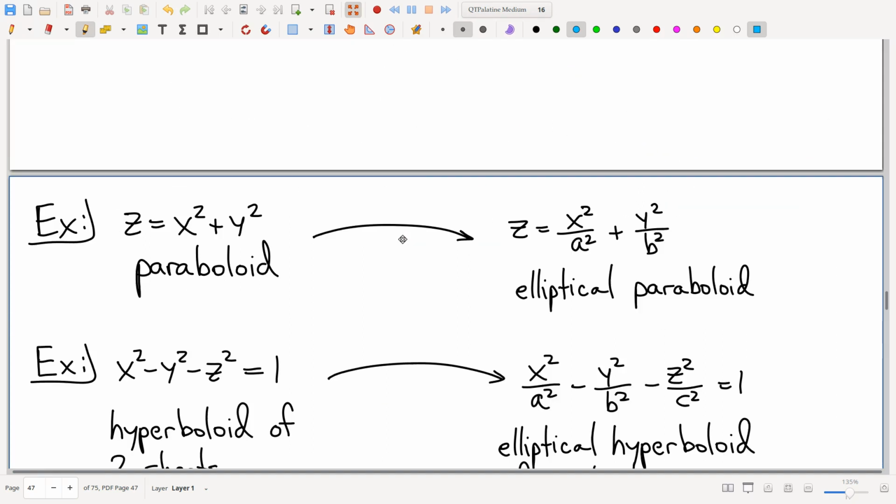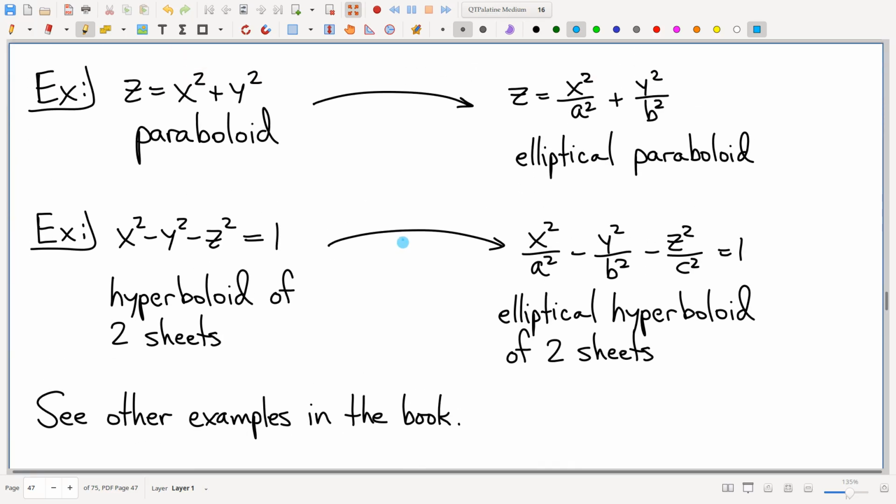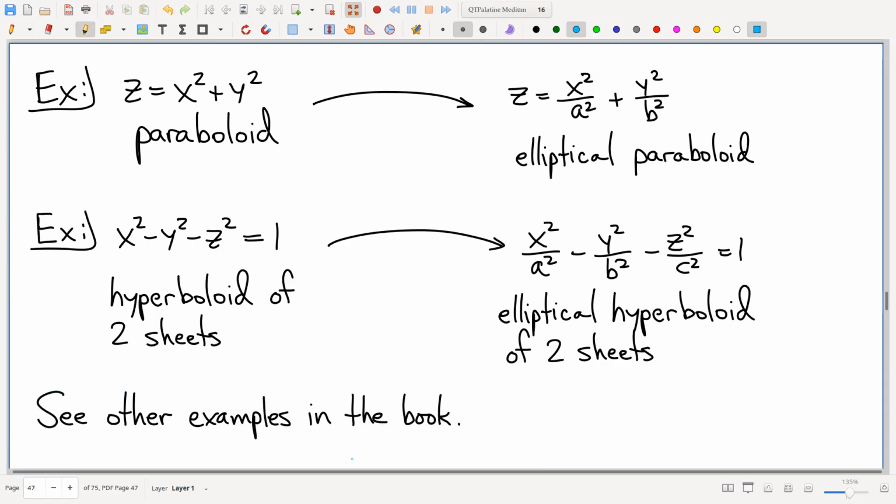Okay. A few other examples. This is pretty readable. I'm going to let you all read these, and likewise there's some other examples in the book. So take some time, give a look to those.